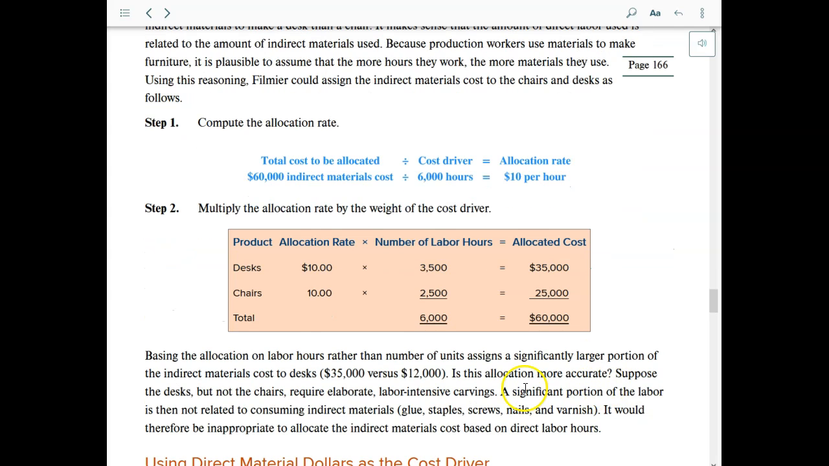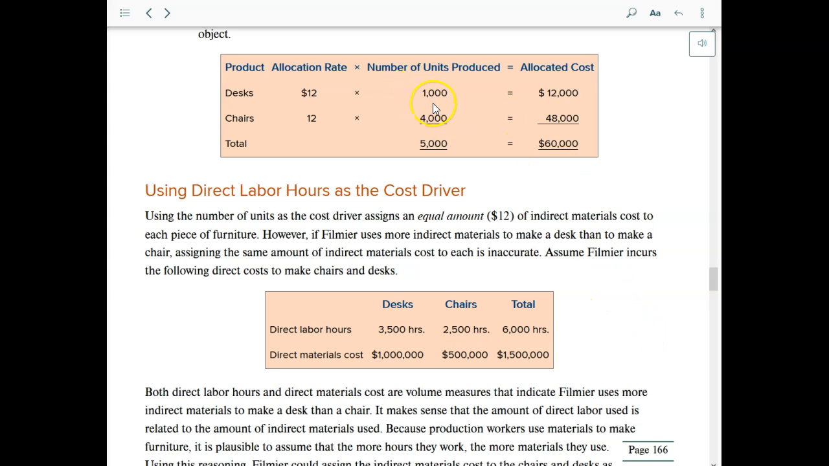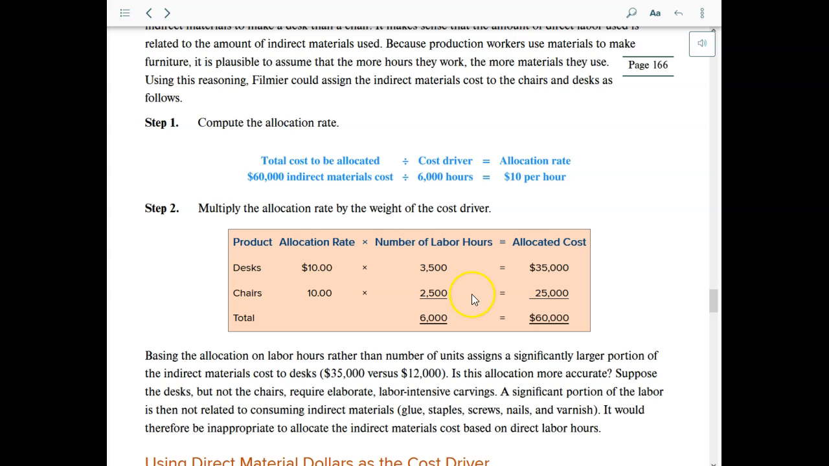Okay. Anyway, here's another way we could allocate the $60,000. Again, this is one way using units if you want to. If you believe this gives you the best allocation method, that's fine. Or you could use hours. So if you use hours and we have a rate of $10 per hour, then $10 times 3,500 hours for the desk, $35,000 now.